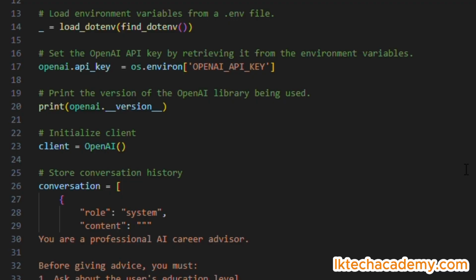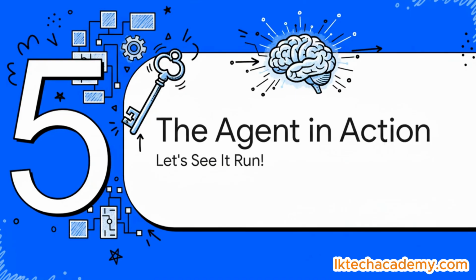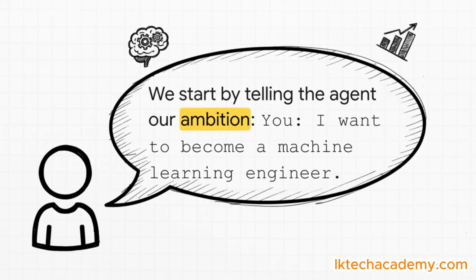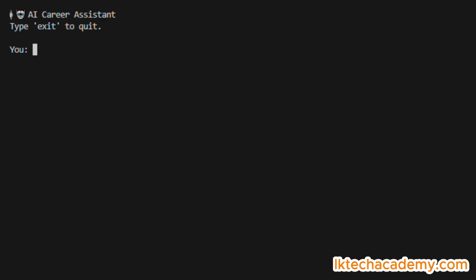So we've got the key, we've built the code, and we've programmed the brain. I think it's time for the payoff, don't you? Let's see our brand new AI career assistant in action. When you run your script, this is what you'll see first. A simple, clean welcome message. It's ready for you to start the conversation. So let's give it a clear goal. We'll tell the agent our ambition. I want to become a machine learning engineer. Now let's see if it actually follows the rules we gave it.